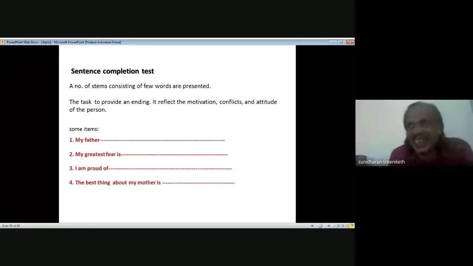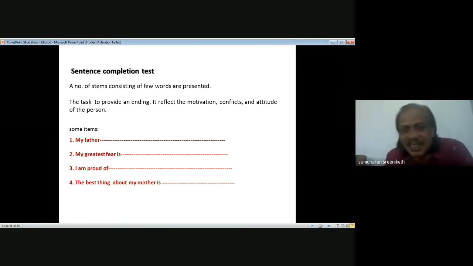How many personality inventories? Do you remember the personality inventories we discussed in the last classes? Tell any one personality inventory we discussed. No idea? Not remembering? Anyone? Hello?